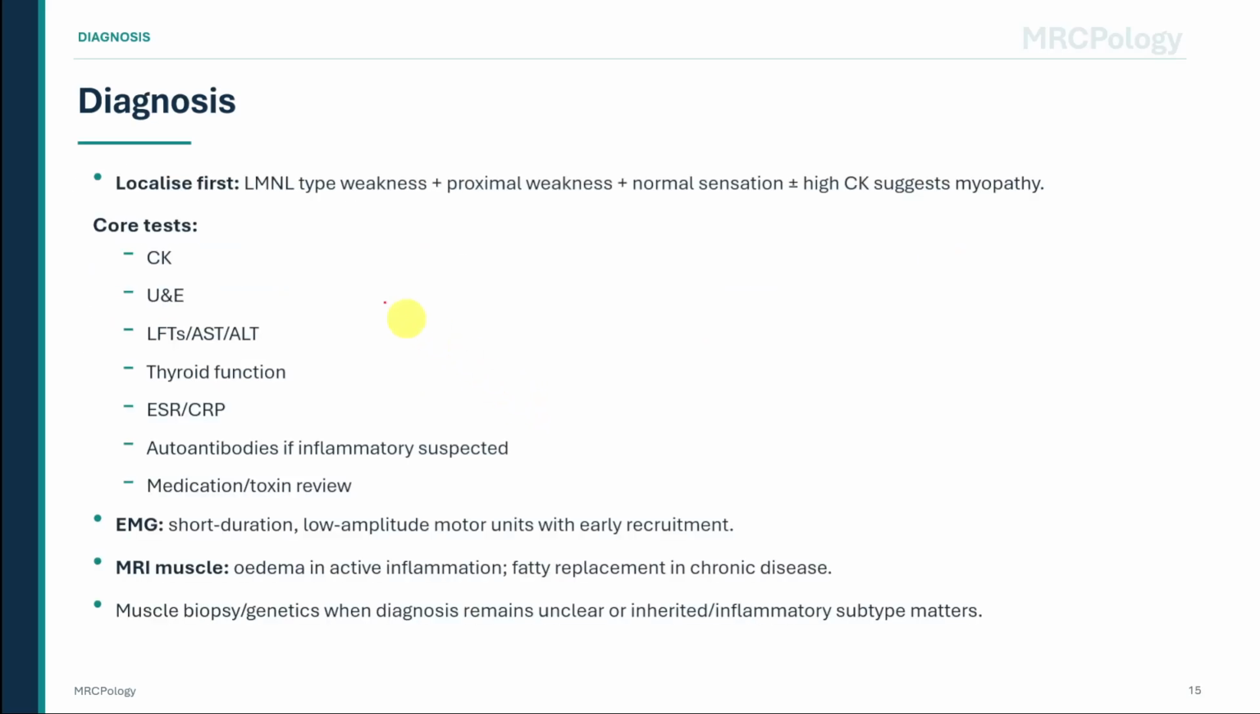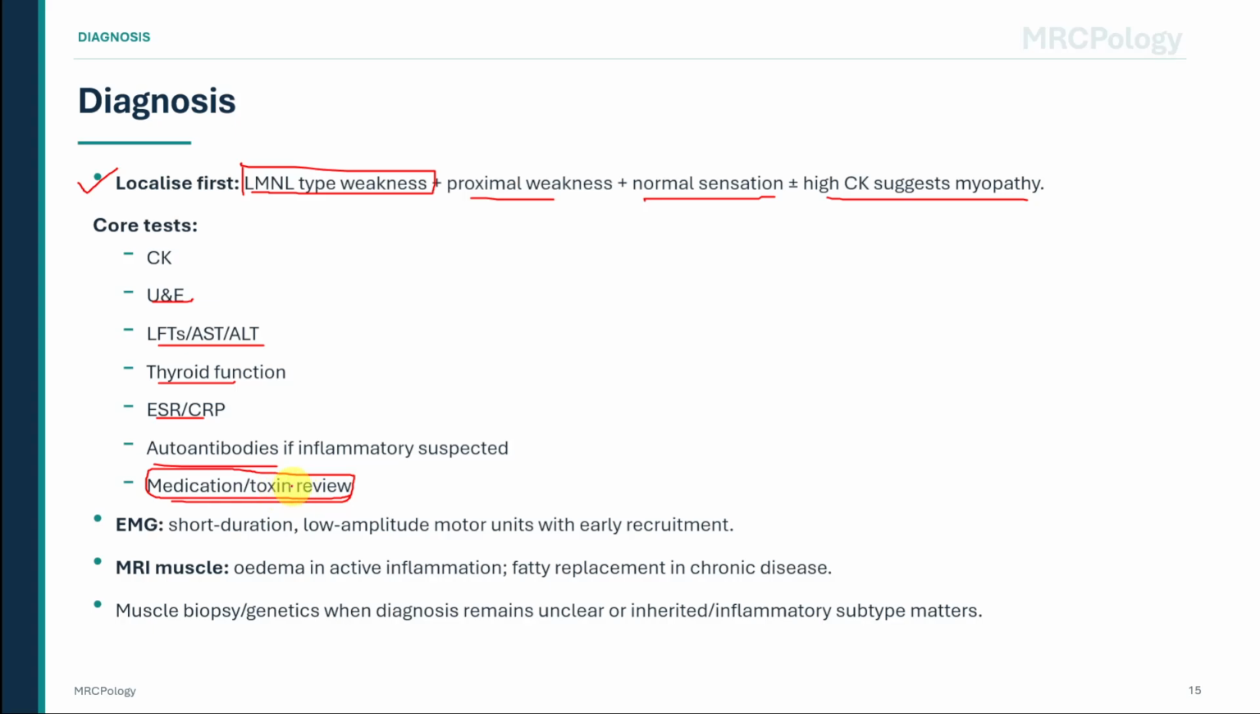Diagnosis begins with localization. A lower motor neuron type pattern of weakness, particularly proximal weakness, with normal sensation and no upper motor neuron signs suggests muscle disease. A raised CK strengthens the suspicion but is not essential. The core blood tests include CK, urea and electrolytes, liver biochemistry, thyroid function, inflammatory markers, and relevant autoantibodies when inflammatory myopathy is suspected. A medication, supplement, alcohol, and toxin review is essential.